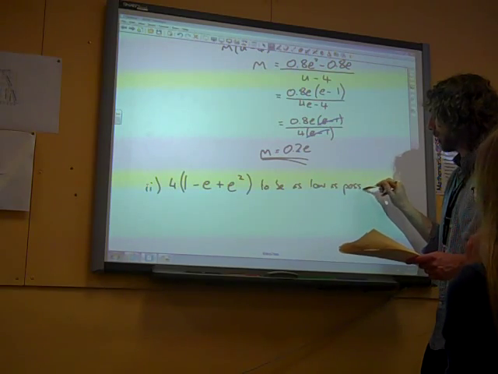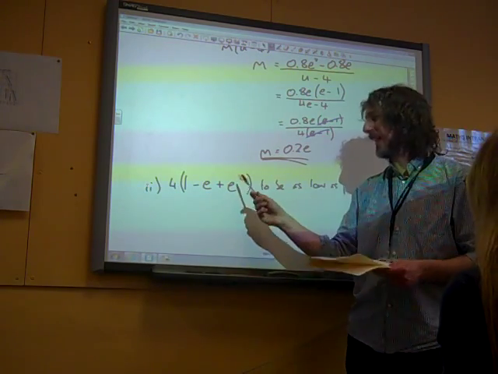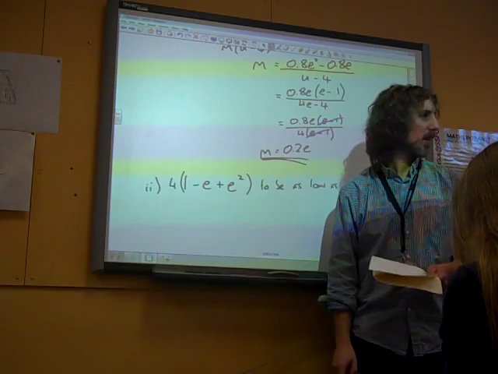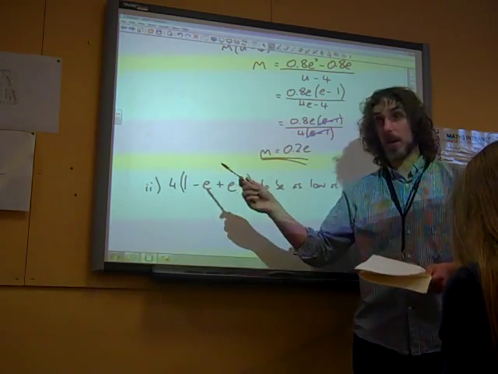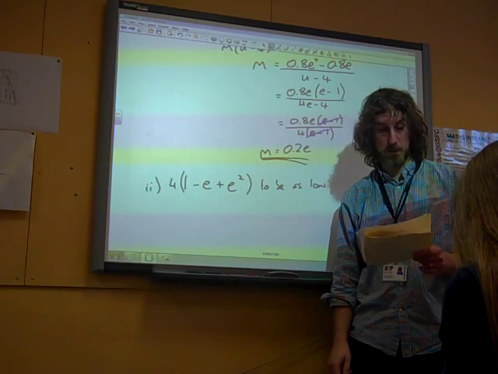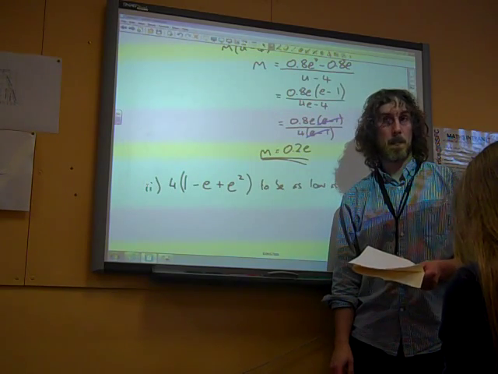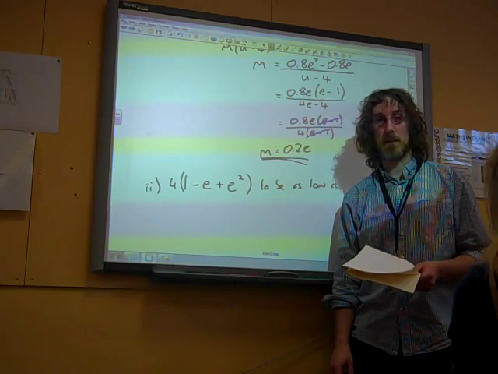Well, hang on. This thing here is a quadratic, and it's a U-shaped quadratic at that. It's a positive coefficient of the squared term. How do I find the lowest point that the quadratic can take?